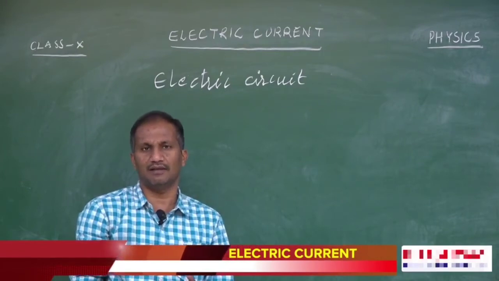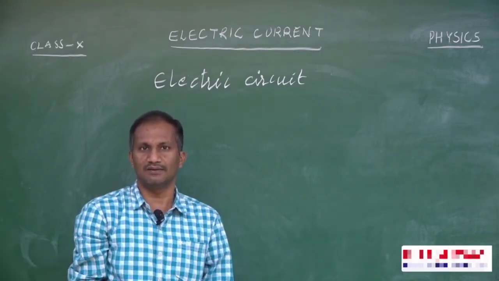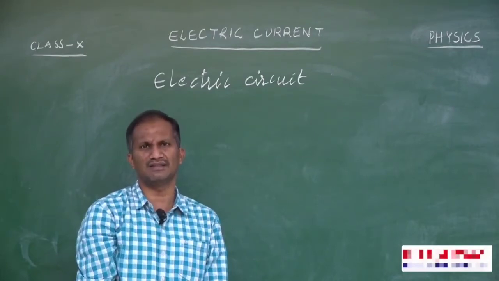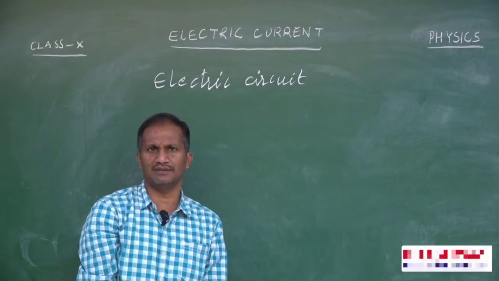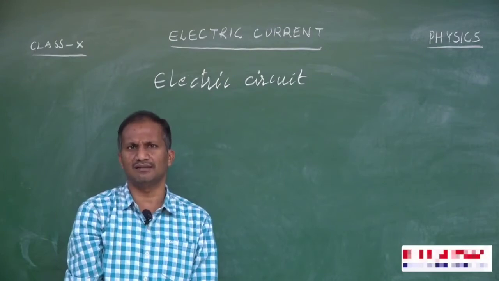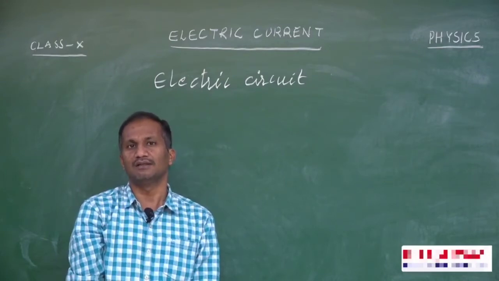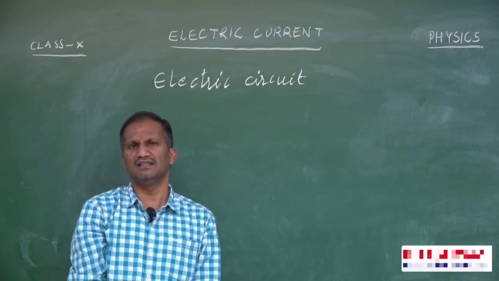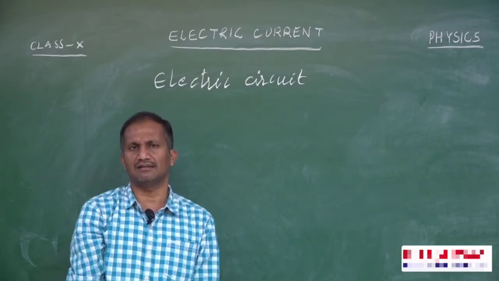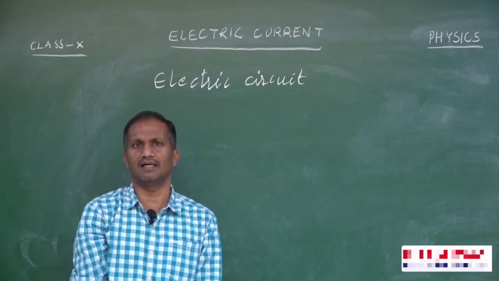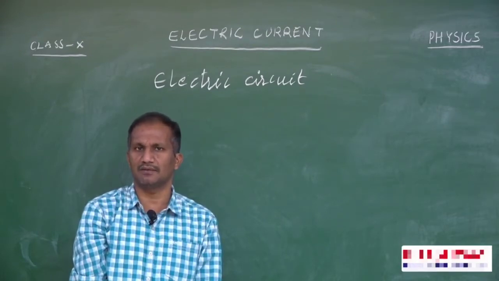Electric circuits may be of two types: closed type electric circuit and open type electric circuit. The circuit can be made closed or open by using a switch in the electric circuit. With the help of the switch, we can make the circuit closed or open, that is, switched on or switched off. Only with the help of a switch can we make it closed or open.